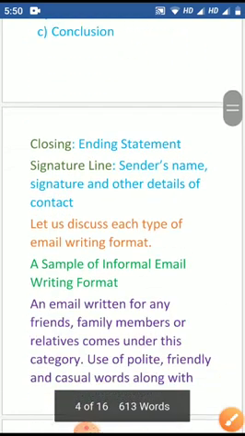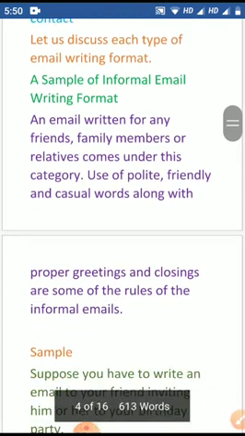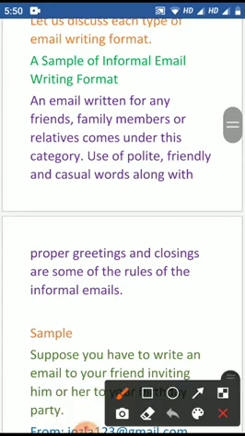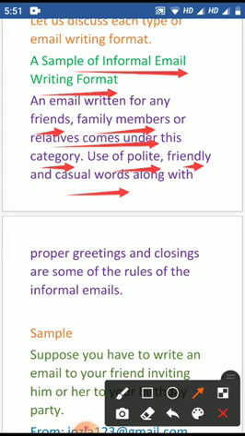Now let us discuss each type of email writing format. As we already studied, there are three types of email writing. Let us have a look one by one. A sample of informal email writing format is here. An email written for any friends, family members or relatives comes under this category. Use of polite, friendly, casual words along with proper greetings and closings are some of the rules of the informal emails. Here we have the sample.